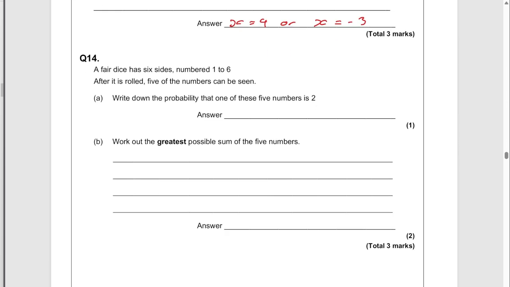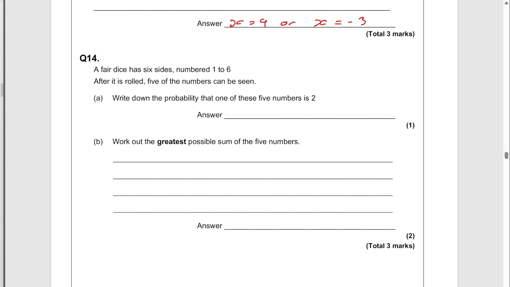Okay, question 14. The language of this question or the situation kind of confused a lot of students. A fair dice has been rolled. A fair dice has 6 sides, numbered 1 to 6. After it is rolled, 5 of the numbers can be seen. Write down the probability that one of these 5 numbers is a 2.